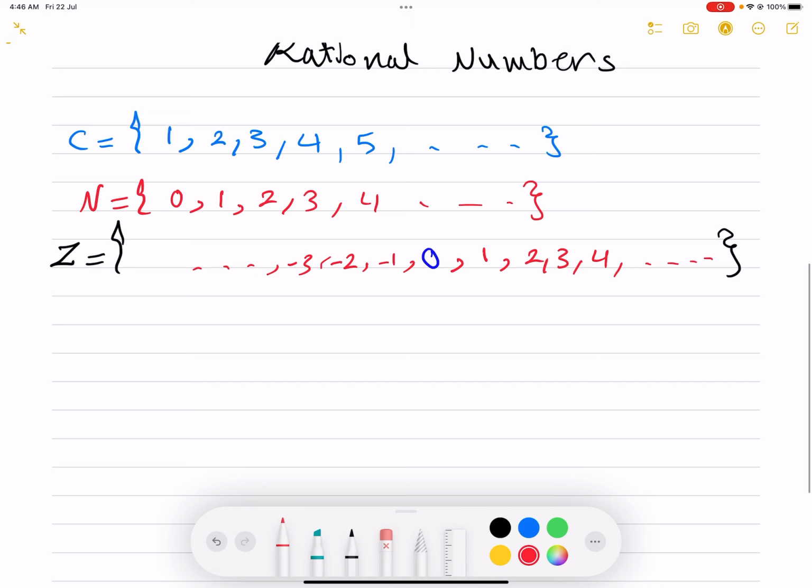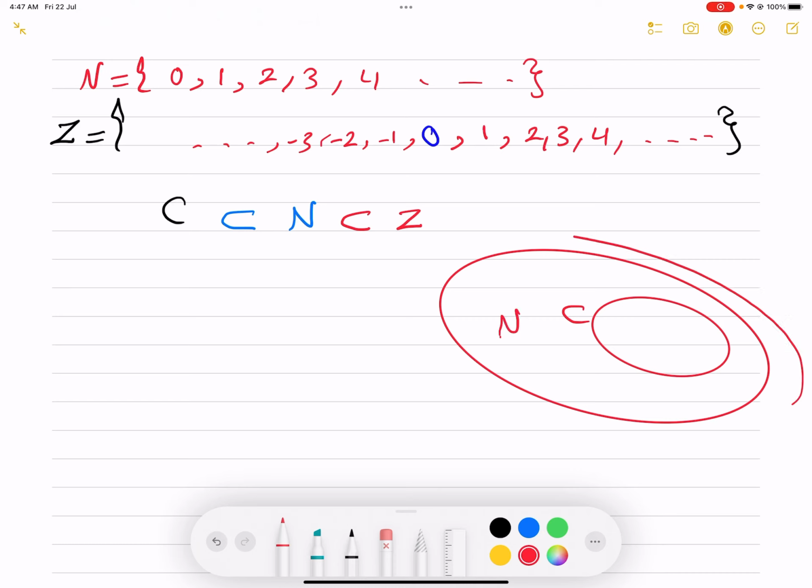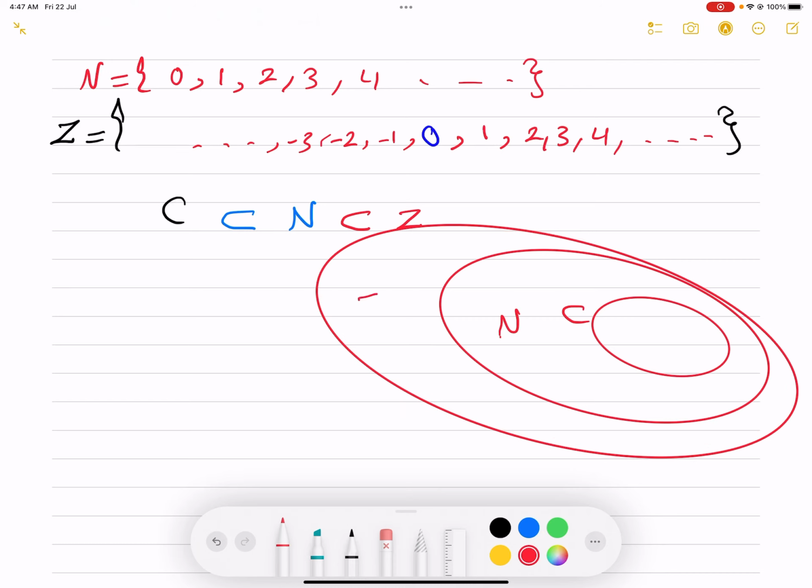If you try to compare between these sets in front of you, the smallest one was the counting. That's why we said the counting is a subset of the natural, and the natural is a subset of the integers. If we represent it using a Venn diagram, you will find the counting is a subset of the natural, which is a subset of the integers.